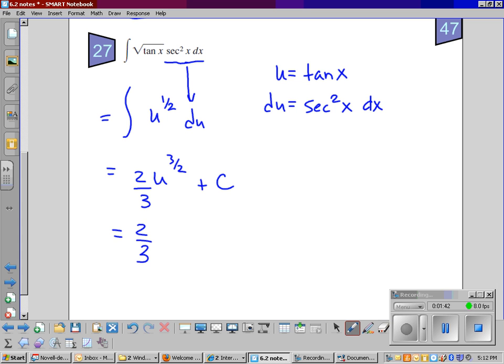So I have 2/3 tangent x to the 3/2 plus c. It's not pretty, but if I take the derivative of that, it will take me right back to the square root of tangent x secant squared x.